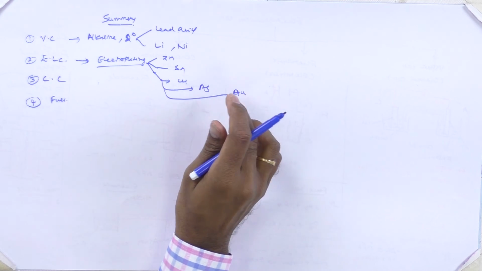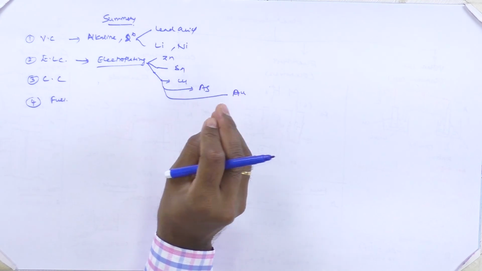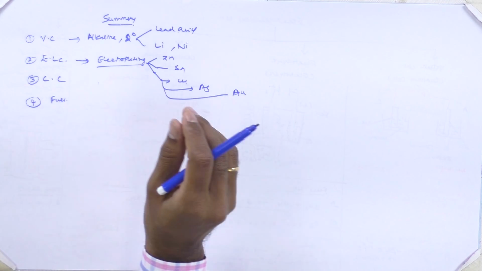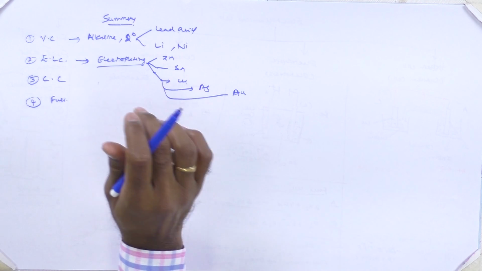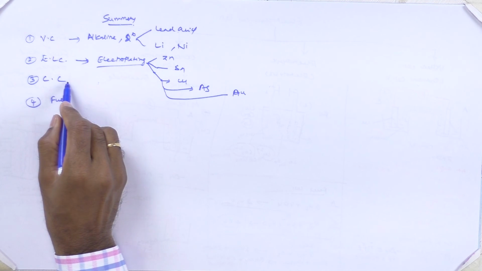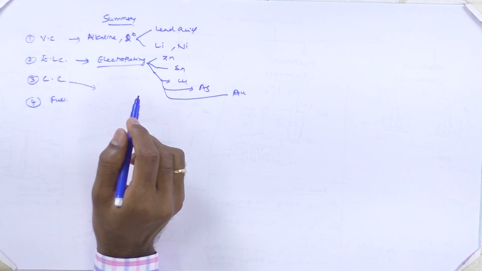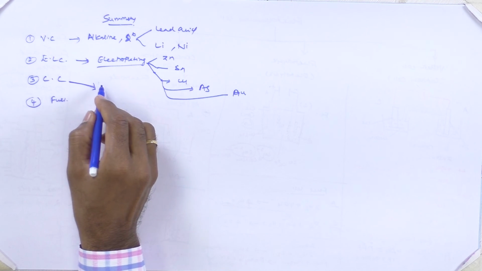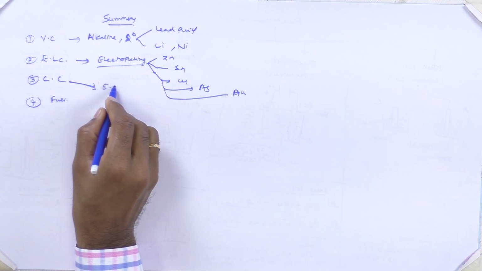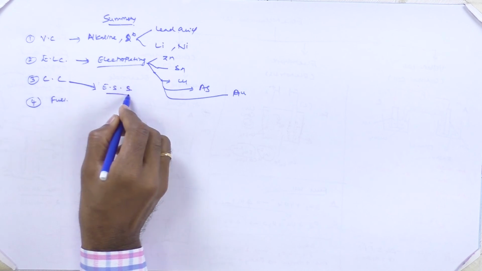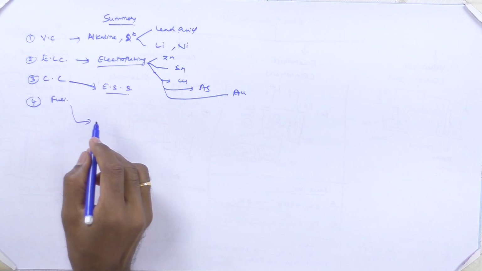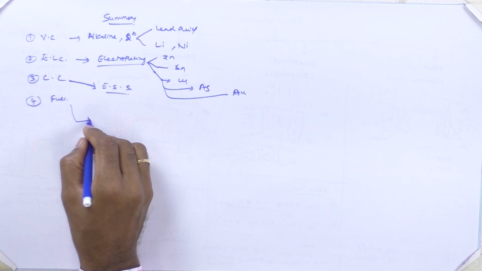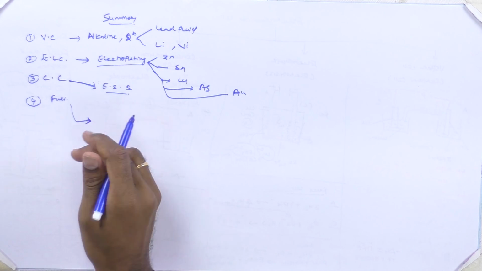So the deposition of these metals can be done on highly reactive metal with the help of the electrolysis process. All right. Another one is concentration cells. These cells are highly useful in energy storage systems. And another one is the fuel cell. This concept is highly useful in space vehicles, where the fuel cell is used as a power source.